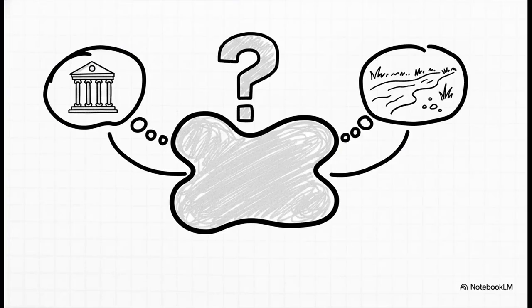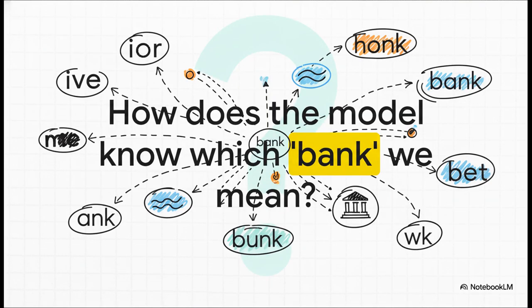For example, take the word bank. In this sentence here, it's totally ambiguous on its own. Does it mean a place you put money, or does it mean the side of a river? Without context from the words around it, the model simply has no way of knowing which one to pick. The answer is a really revolutionary idea called self-attention. Basically, the model lets every word in the sentence look at every other word to figure out which ones are most relevant for understanding its own meaning.